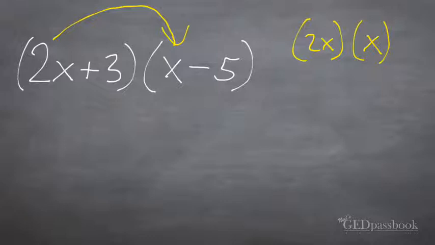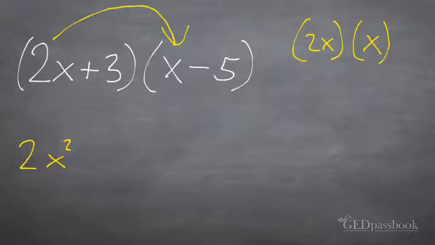2x squared. Why? Because invisible, there's a power of 1, a power of 1. What's 1 plus 1? 2. Okay, guess what, my friends? That's your firsts. Done. Now, what was the next thing on my acronym list?